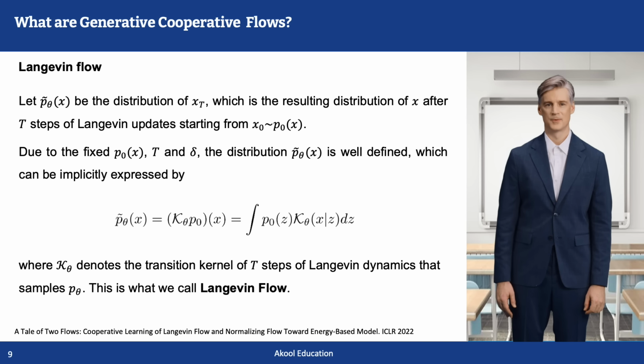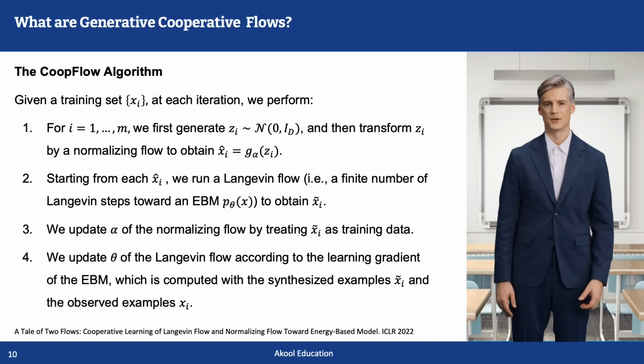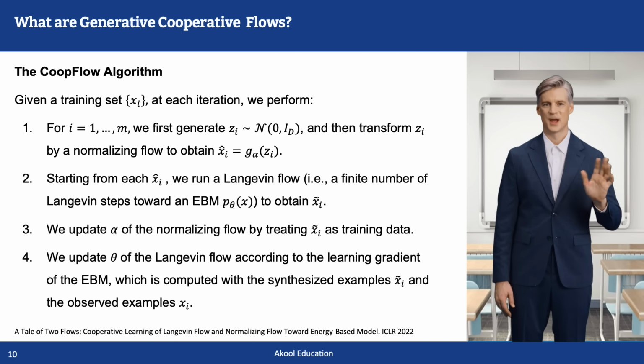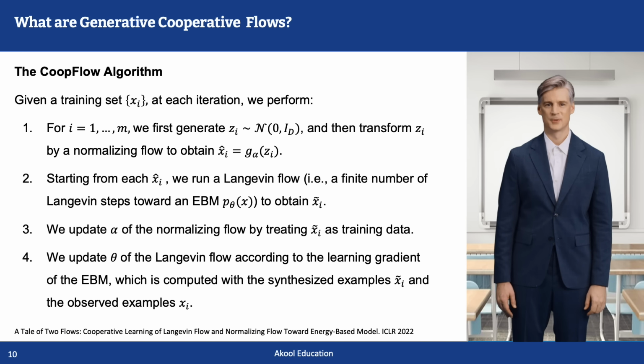This iterative refinement process is powerful, but computationally expensive. That's why cooperative initialization from a flow model makes such a big difference. Now we bring the two types of flows together, the Langevin flow and the normalizing flow, and introduce the CoopFlow algorithm, which trains both models jointly.